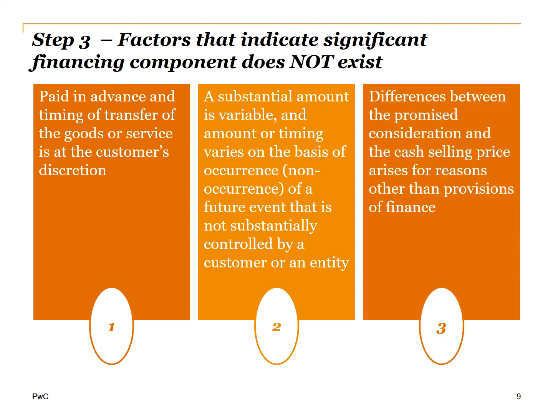The difference between the promised consideration and the cash selling price of the good or service arises for reasons other than the provision of financing to either the customer or the entity, and the difference between those amounts is proportional to the reason for the difference. For example, the payment terms might provide the entity or the customer with protection from the other party failing to adequately complete some or all of its obligations under the contract.